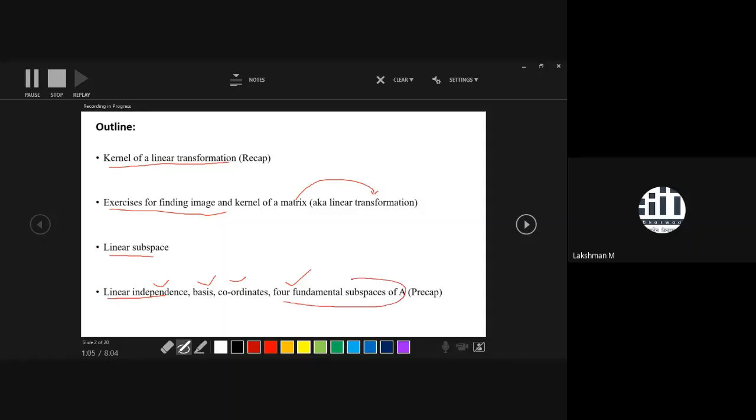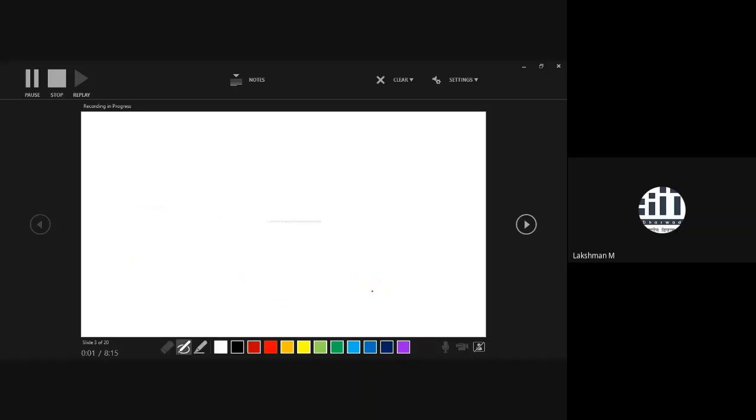This one is very important. It gives a very clear picture of whatever you have already studied till now, if you are able to find the 4 fundamental subspaces of a given matrix. So coming to the kernel of a linear transformation, I had already discussed it. It is a very simple definition.